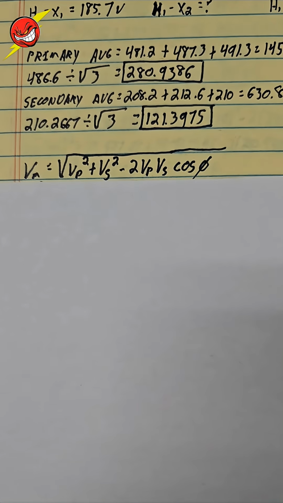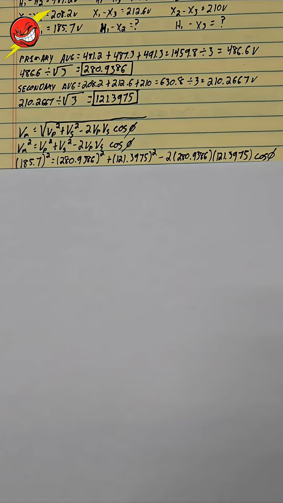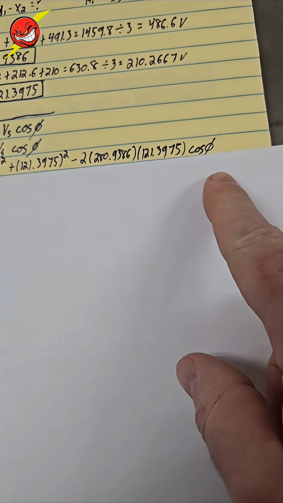Then we can use the law of cosines equation to find our phase angle. We'll start by squaring both sides just to make it a little bit easier to work with. And we can start plugging in our values. This is going to be the voltage that we measured from H1 to X1. This is the single line voltage on the primary side, the single line voltage on the secondary side, and we're looking for the cosine of theta.